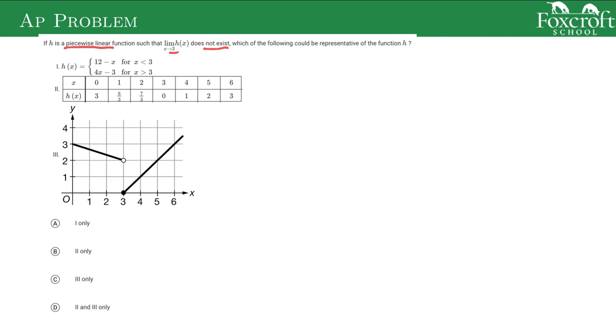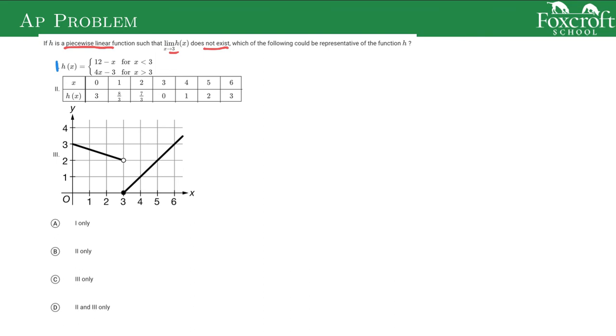All right, so we said that basically, this is kind of a tricky thing by the AP exam. They're basically breaking this one problem into 3 separate problems, because for each one of these 3, you have to figure out, does the limit at 3 exist? If it does exist, it's not going to work. If it doesn't exist, then it fits their description. So for the first one, I'll do it in blue. We're trying to figure out, will that limit exist?